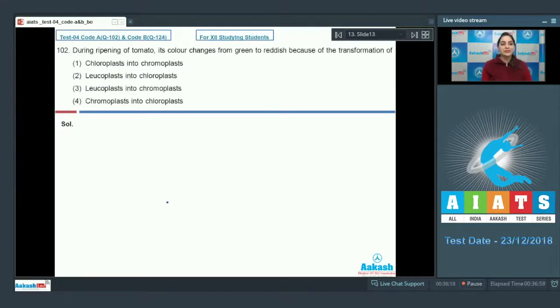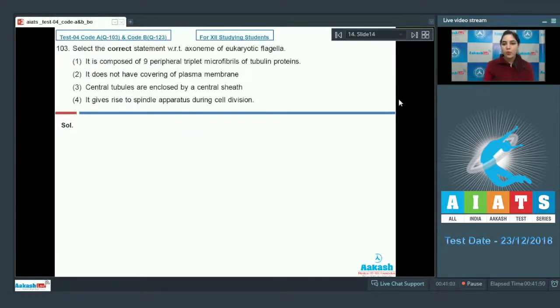Question number 102 says, during ripening of tomato, its color changes from green to reddish. This is because of the transformation of chloroplasts, which were green in color, to chromoplasts, which are red in color, and that is option number 1. Simple question.